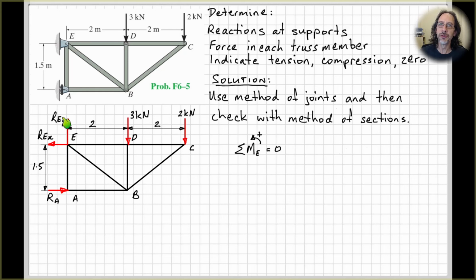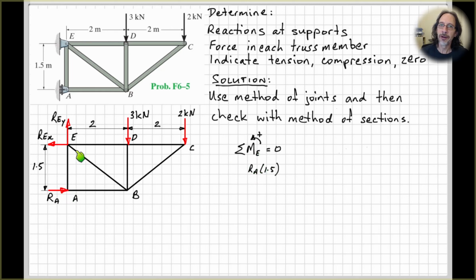In this case, we could find REY straight away by looking at some of the forces in the vertical direction. So hopefully you can see that's going to be 5. If I take moments about point E, these two unknowns don't appear in my equilibrium equation, and I'm left with a single unknown, which will be RA here, which you can see already in my equation.